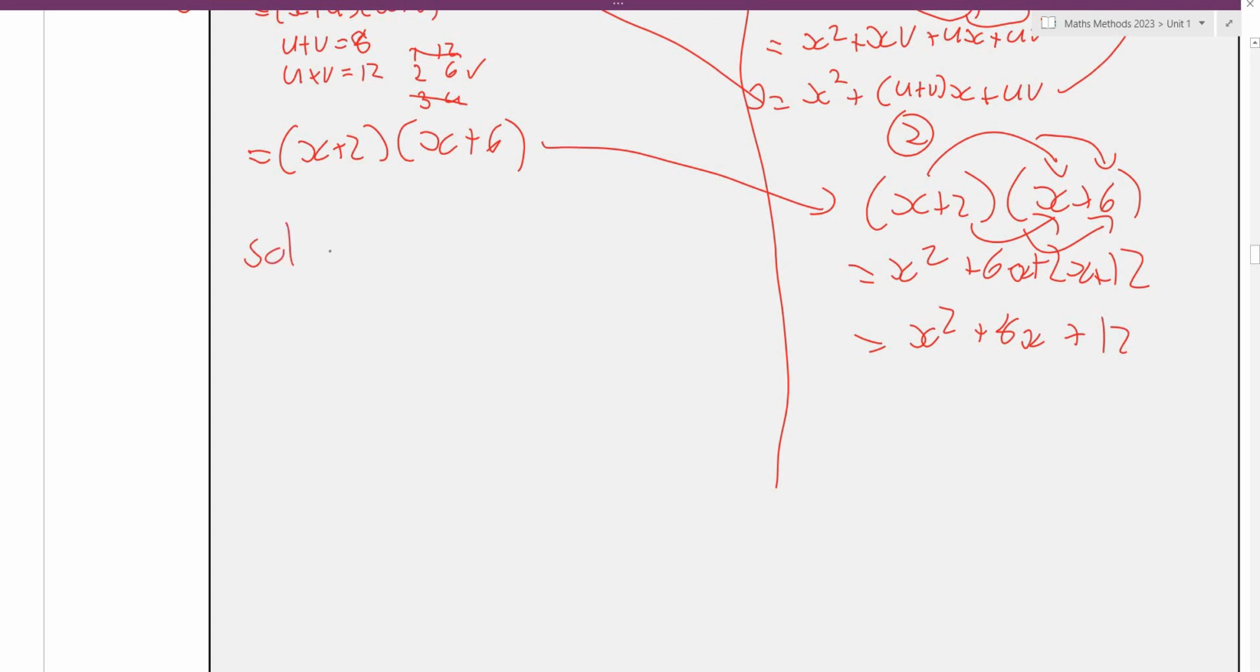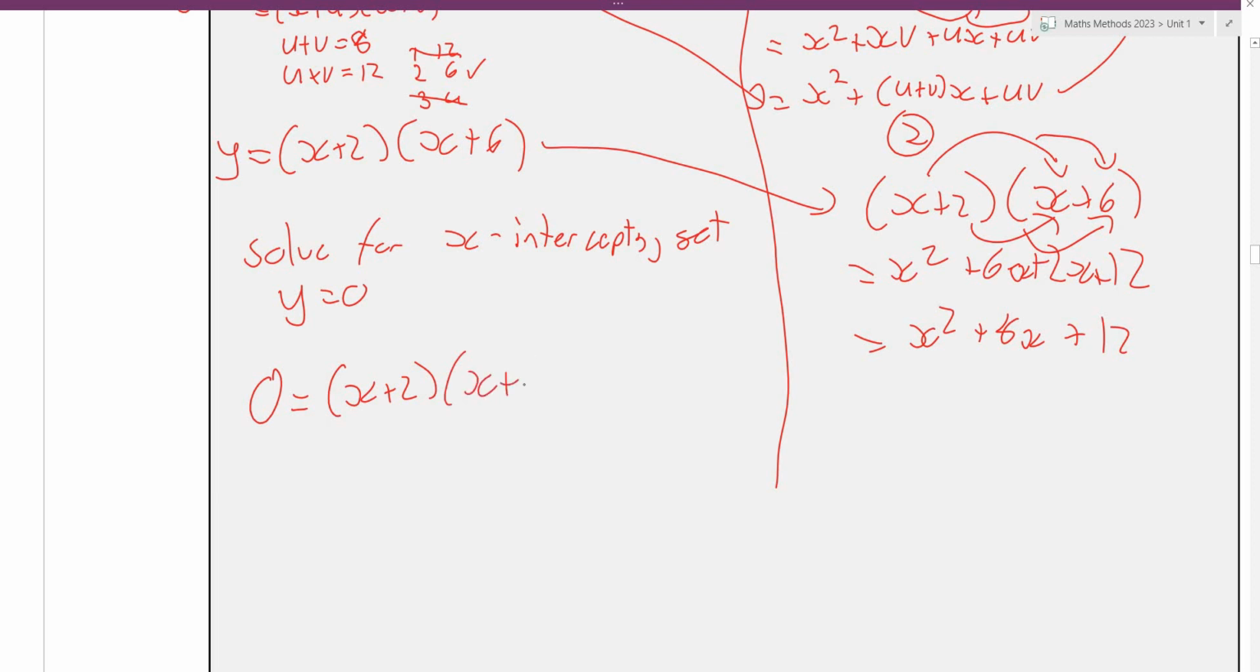So, to solve for x-intercepts, set y equal to 0. And I know y is on my left-hand side of the equation over here. So I end up with 0 equals (x plus 2)(x plus 6). Now, would you believe me if I said to you that's actually super duper easy to solve? Yep. Ashton does. He's on Team Parker. He believes in me.